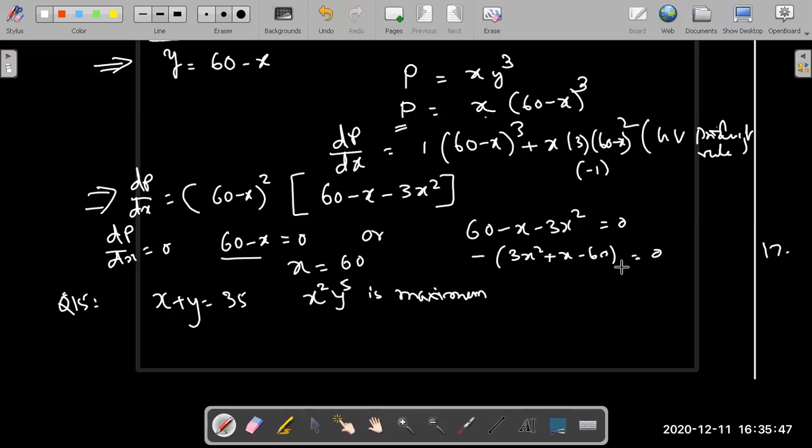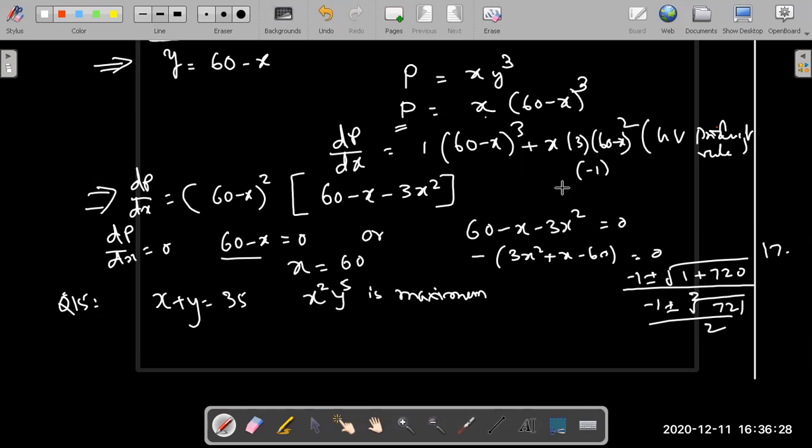So 6 threes are 18, 180, you can have 18 into 10, this is 9 into 2. The best thing is we use the formula. Then I have minus 1 plus or minus square root of b squared, which is 1, minus 4ac, 4 into 3, 12, 12 into 60, 720, divided by 2. So minus 1 plus or minus square root of 721 by 2.